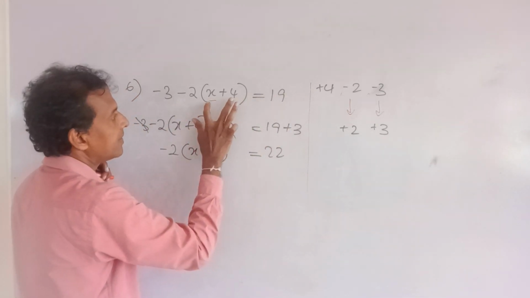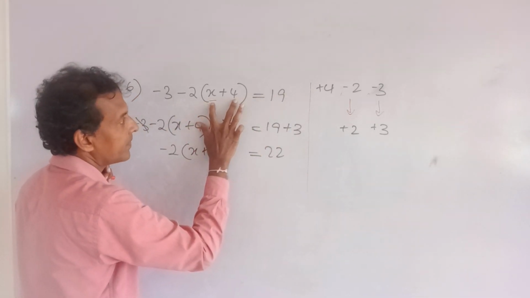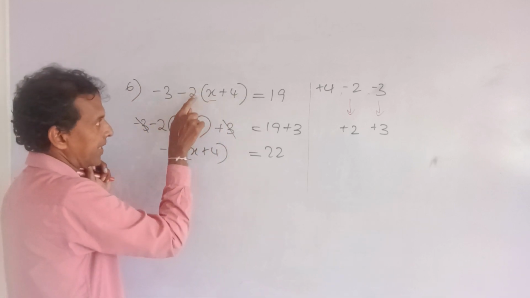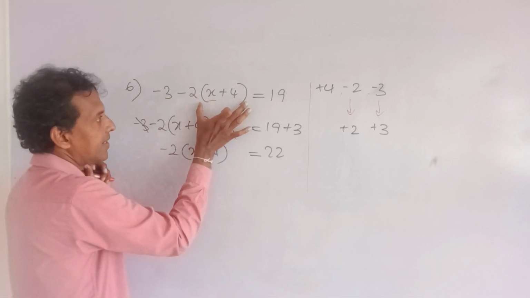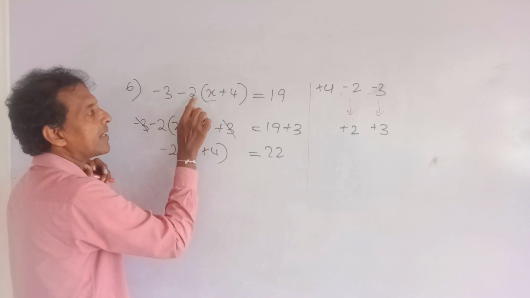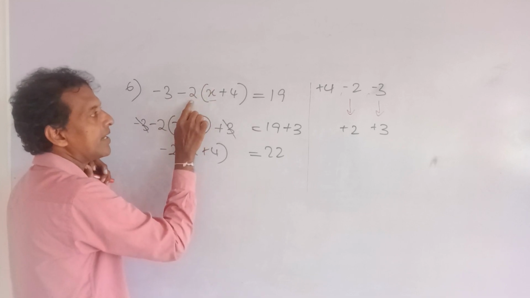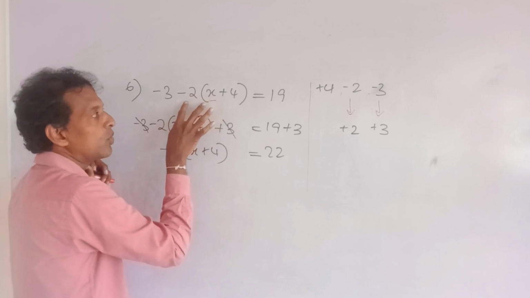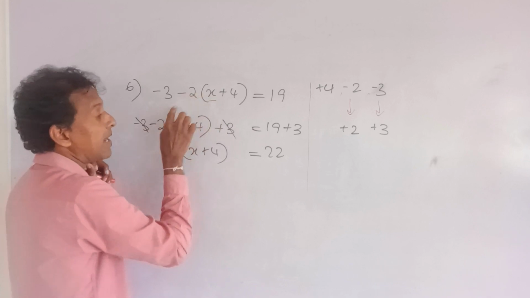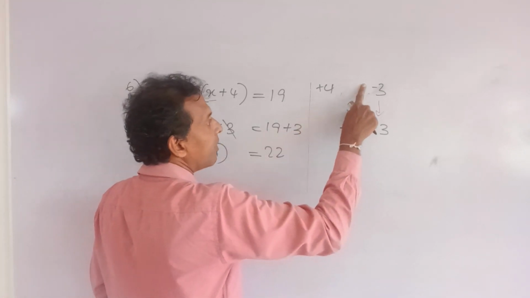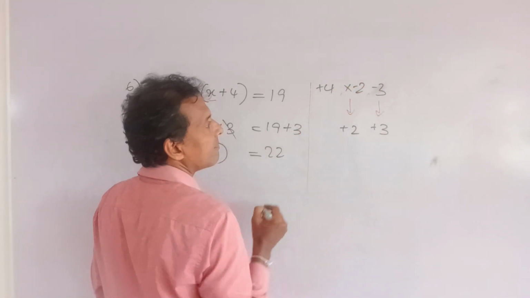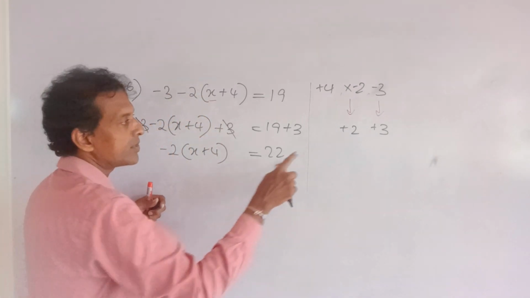x is here, addition of 4, and then it is multiplied by minus 2. You can see a number next to the bracket. Immediately next to the bracket, you can see there is no sign between 2 and the bracket. No sign between 2 and the bracket means multiply. So it is multiplied by minus 2. Sorry, I had forgotten that here. It is multiplied by minus 2.